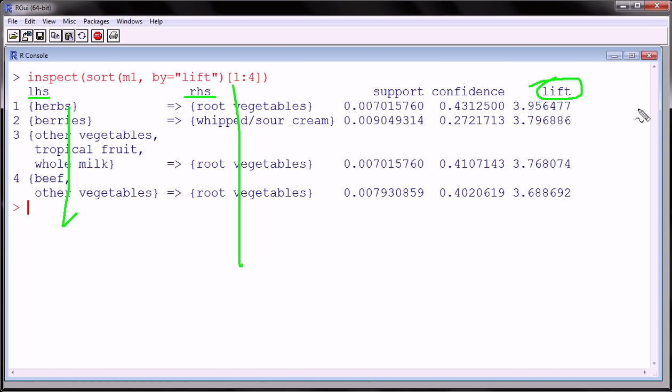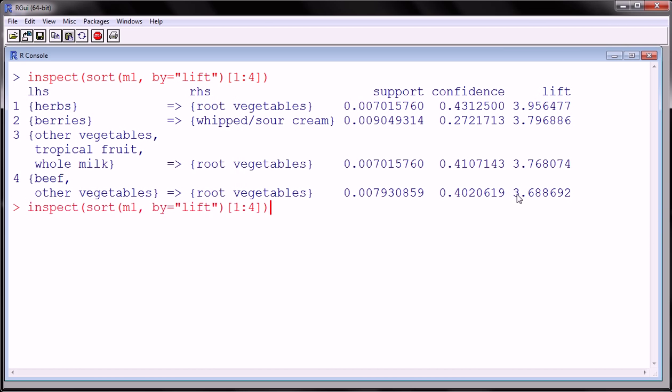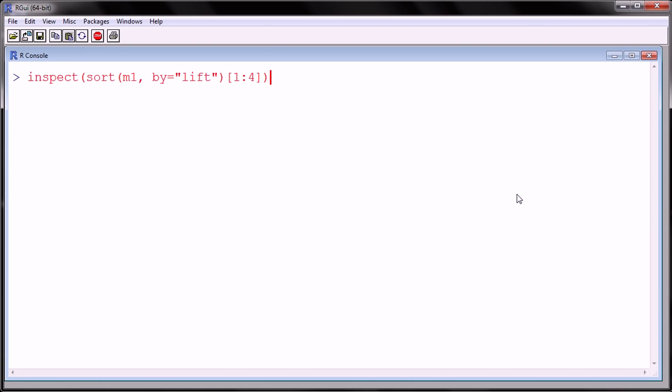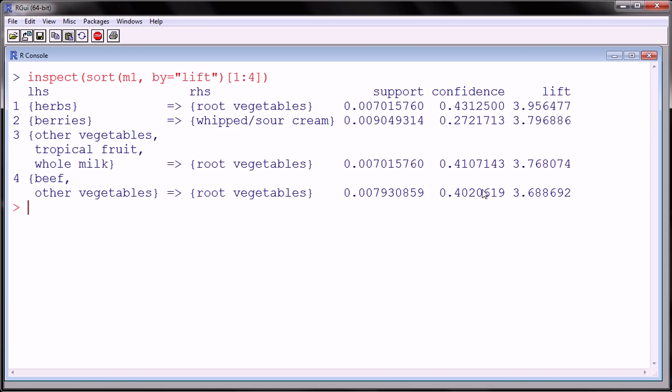So let me just clean this up and kind of summarize what we've done here. These were my more interesting rules. So we've done association rules, which is an unsupervised learning algorithm for picking up patterns in transactional data. In this case, it was grocery store, so we did what's called market basket analysis.